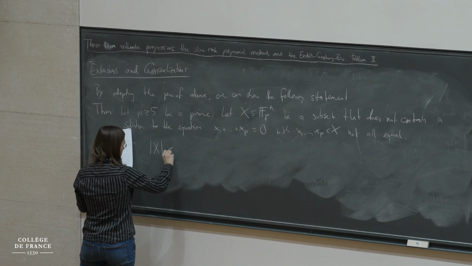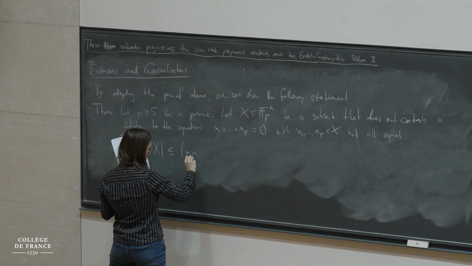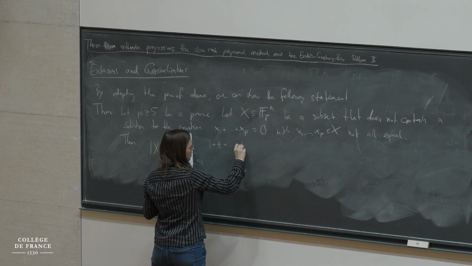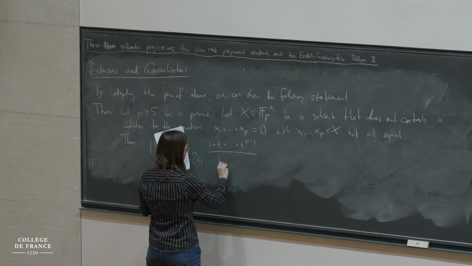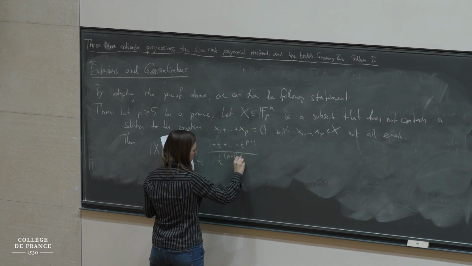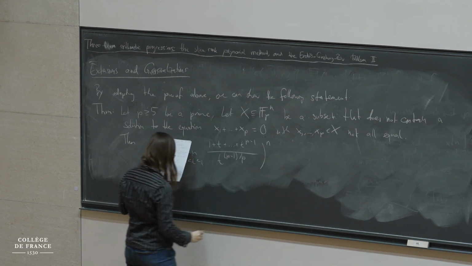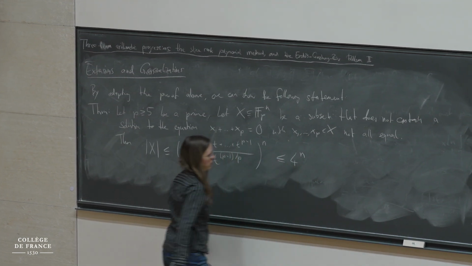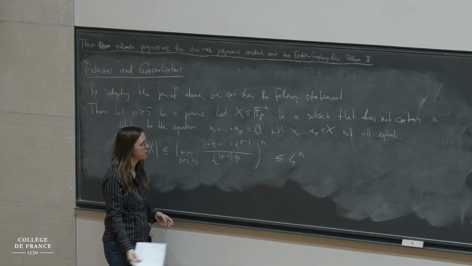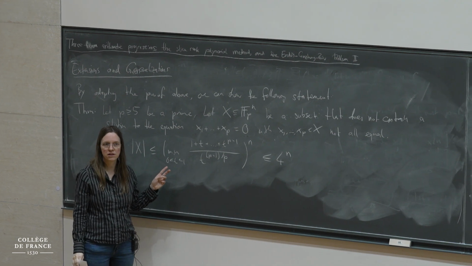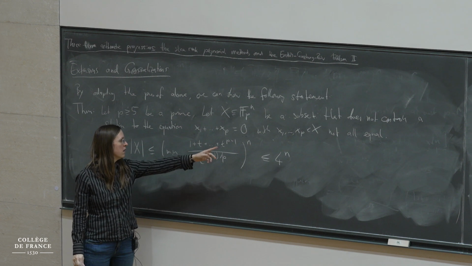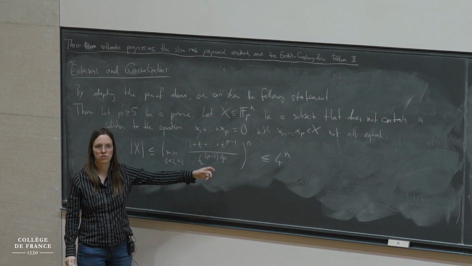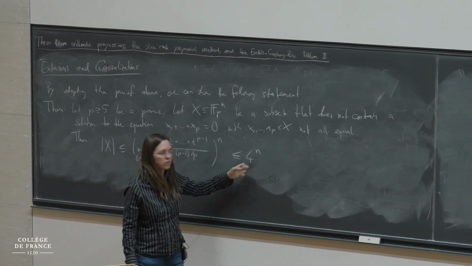that the size of X is at most, and now we see an expression similar to the one we saw before, the minimum of 1 plus t plus so on plus t to the p minus 1, and in the denominator t to the p minus 1 over p, and that whole thing to the n. This looks complicated, but it's not hard to see that it's at most 4 to the n. That minimum is at most 4, as you can see simply by plugging in t equals a half. The numerator is at most 2, and the denominator you can also bound against a half. Then you can check that this term is indeed at most 4.